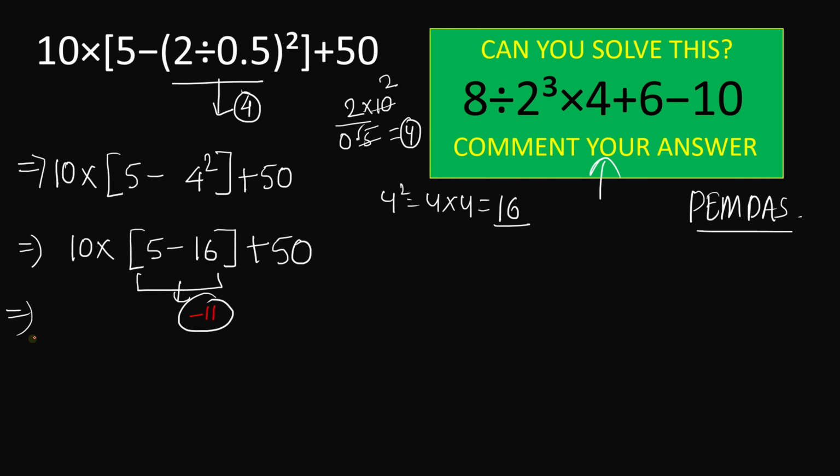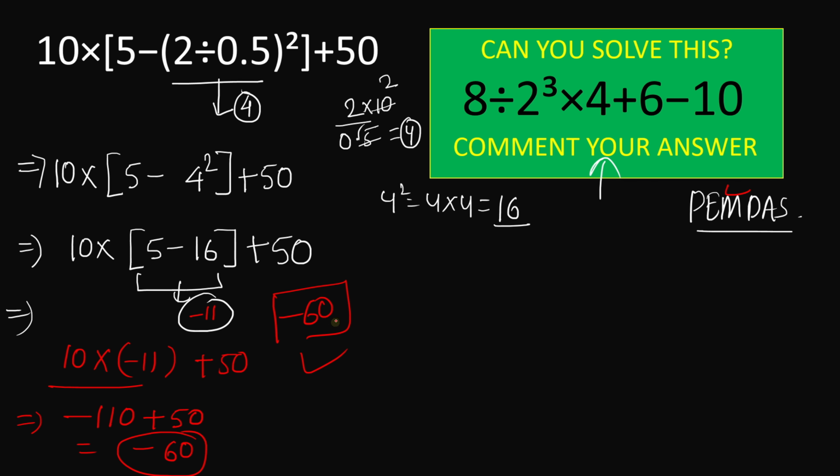Okay, so then we will have 10 times minus 11 plus 50 according to PEMDAS. Next, priority is given to multiplication, so we will multiply this. 10 times minus 11 will give the result minus 110 plus 50, and this will give what? Minus 60. So here minus 60 is the right answer.